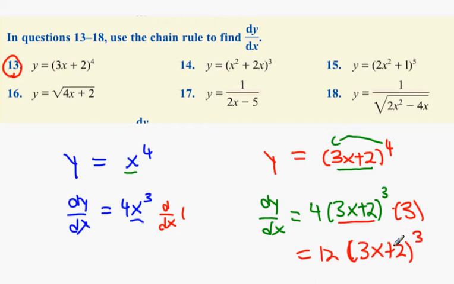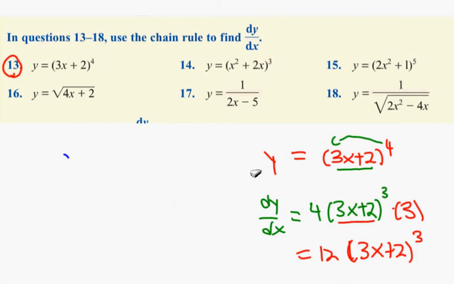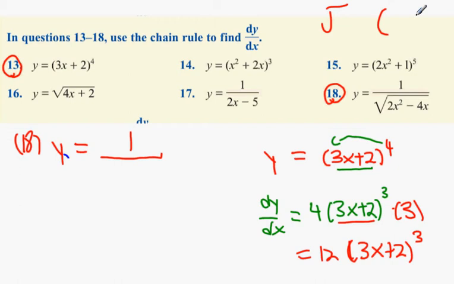Now, what they can do next is really try and trip you up with different ways. There's another way of doing the power rule, which is number 18. Let me show you what happens to number 18. 18 is y equals 1 over the square root of 2x squared minus 4x. What does the square root sign mean again? What power is the square root? A half. So I'm going to change this to (2x squared minus 4x) to the power of a half.